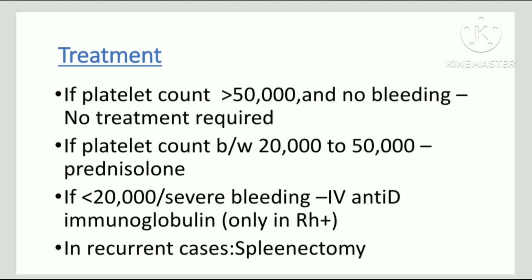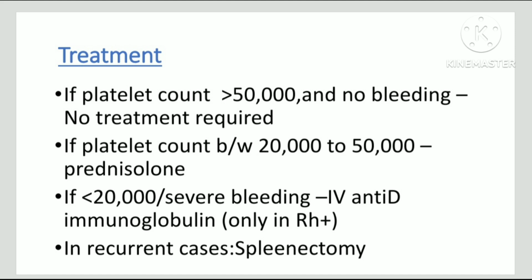In recurrent cases, that is, you have treated the patient but the patient presents with the same complaint, the same features again and again despite the treatment, then the only option is splenectomy. How does splenectomy help? In this antibody attack, the platelets will be attacked by macrophages and destroyed in the spleen.